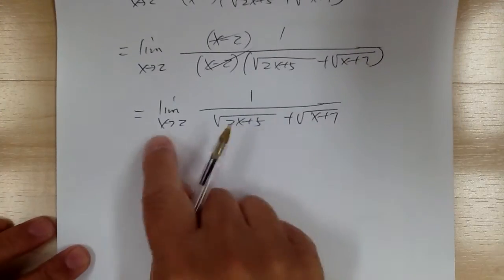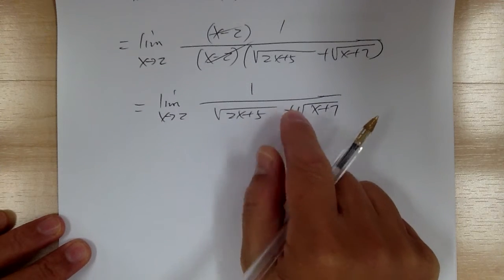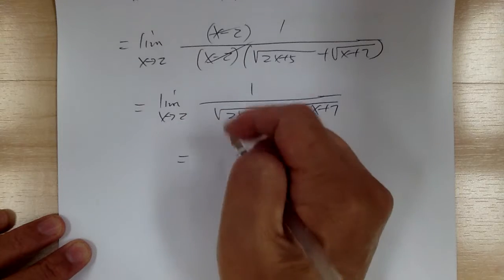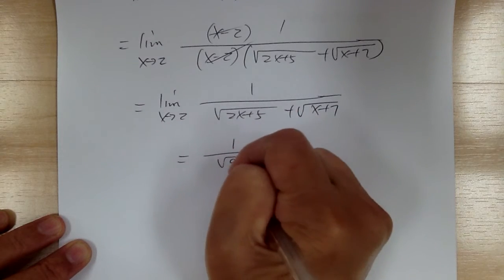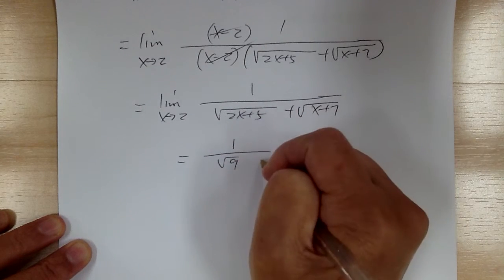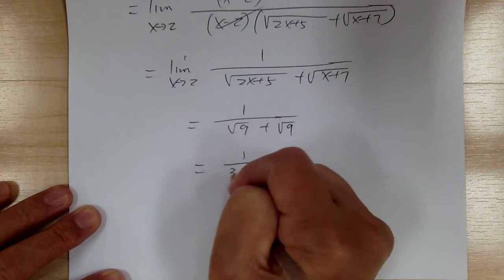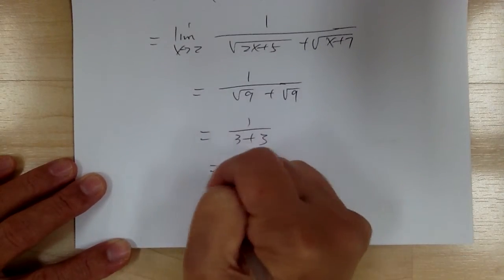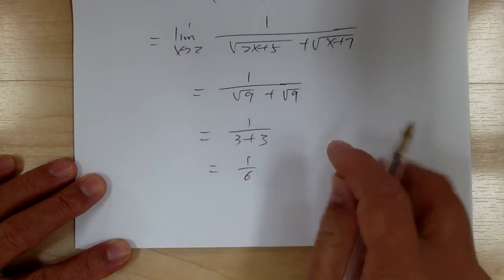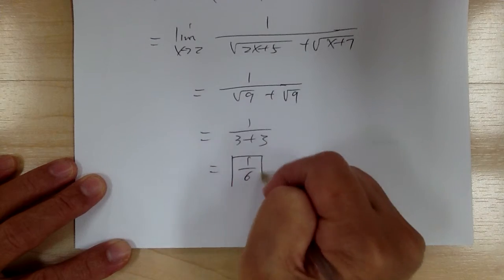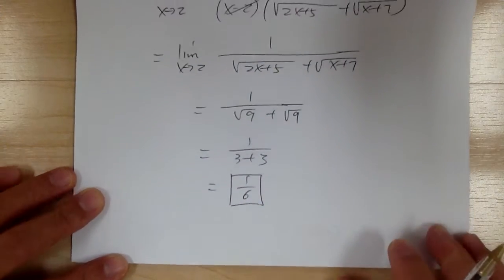So now you can substitute this in directly. Once you substitute, you can get rid of the limit. So this is equal to 1 over the square root of 9 plus the square root of 9. So this will equal 1 over 3 plus 3, which is equal to 1 over 6. So the limit will approach 1 over 6. Therefore, k has to be equal to 1 over 6 to be continuous.